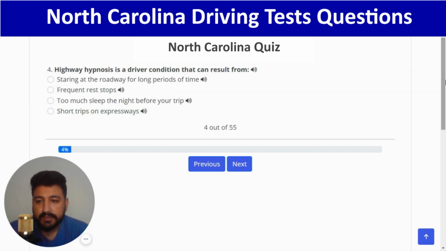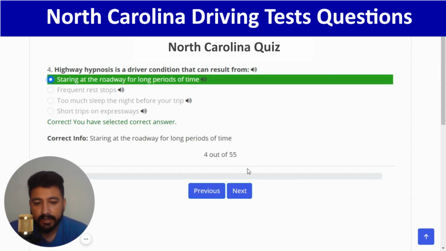The fourth question is highway hypnosis is a driver condition that can result from. The right answer is staring at the roadway for long periods of time. So I'm going to click on the first option, correct, and next.